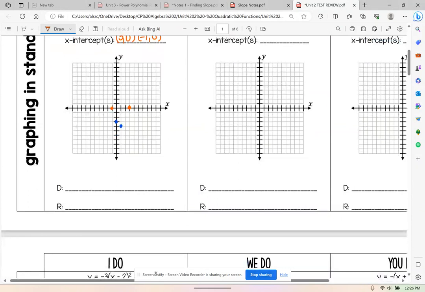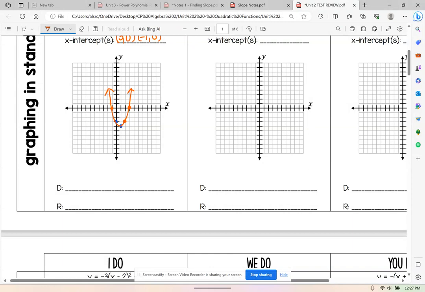This one has a matching pair. Does this one have a matching pair? Does that have a match? No. How do I find the match? That's where you reflect it over that axis of symmetry. So we would have said it was 1, so we have to go over 1 more again. There's my 5 points. I connect them with a nice U shape.